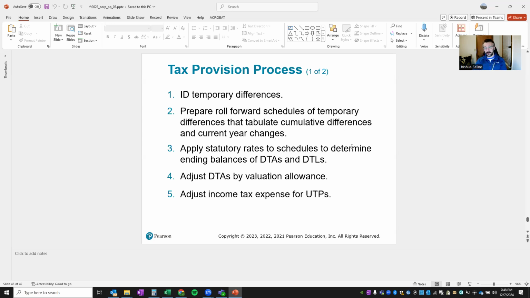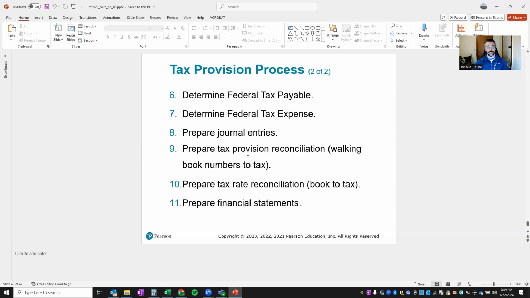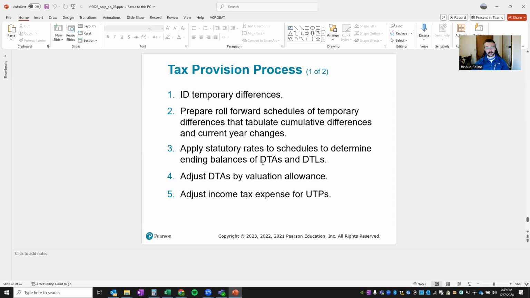I'm not going to get super far into the ASC 740. My master's program offered an entire class on it. I'm only going to touch on the basics. And here, the tax provision process is going to give you a pretty good idea what that looks like. These 11 steps here will give you a good idea. If you're actually preparing one, it gets pretty involved.